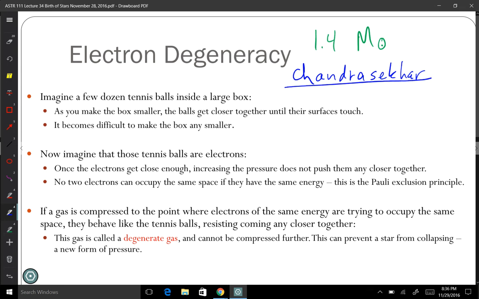Seth tried to teach me to say it right last year. It's called the Chandrasekhar limit, the maximum mass you can have for a white dwarf.